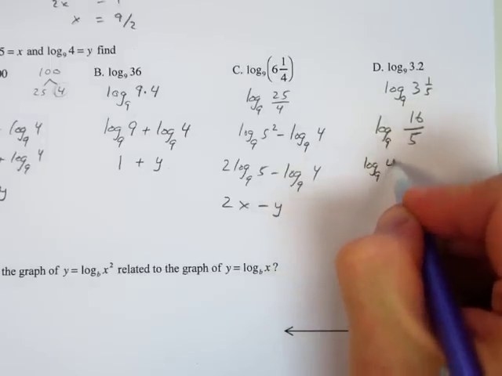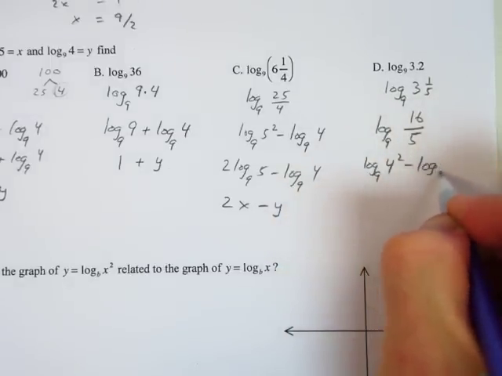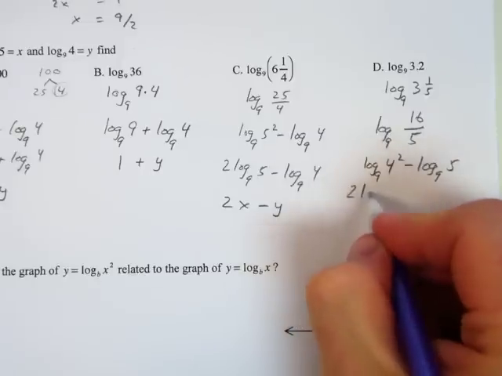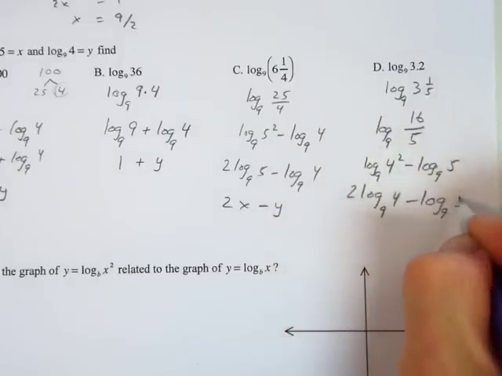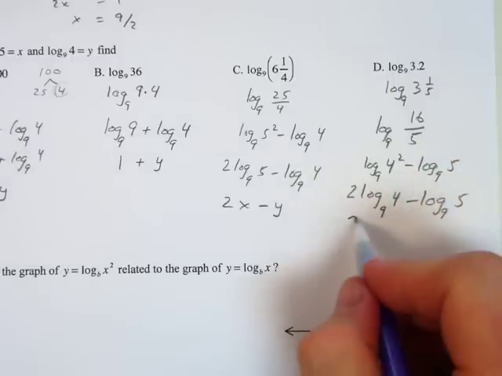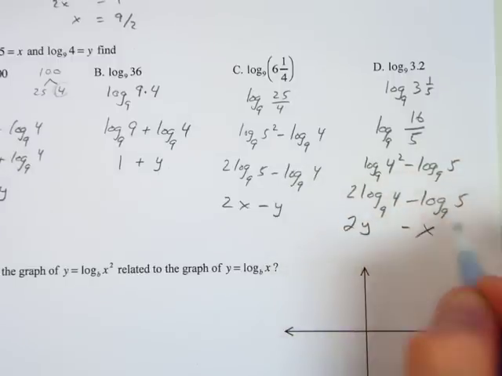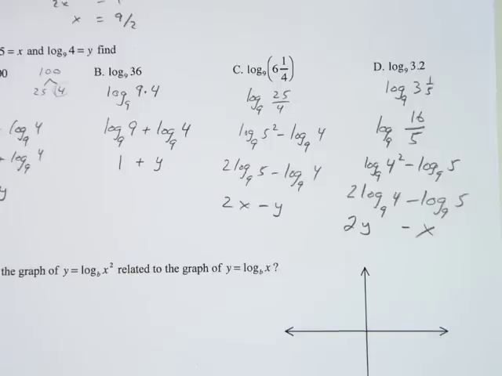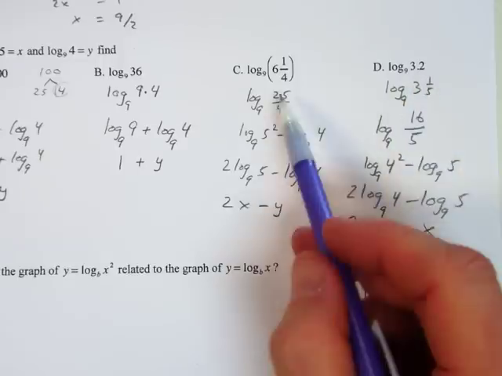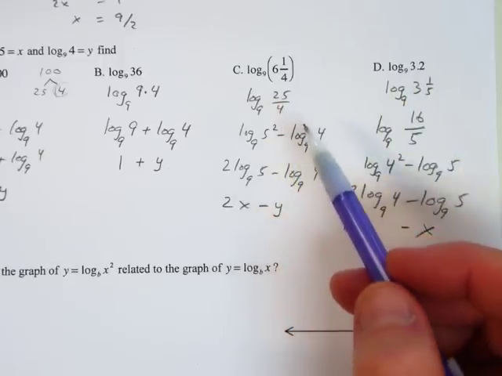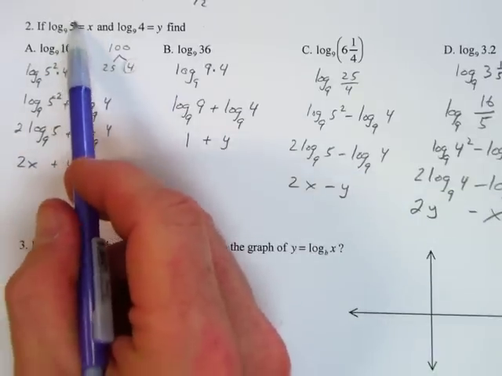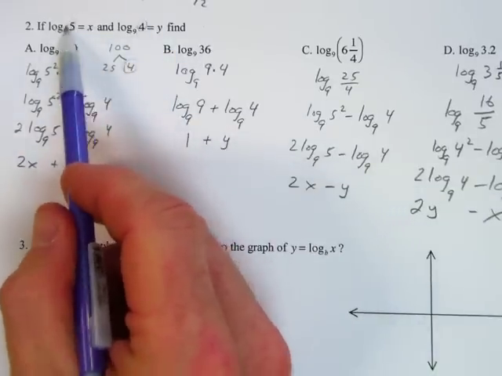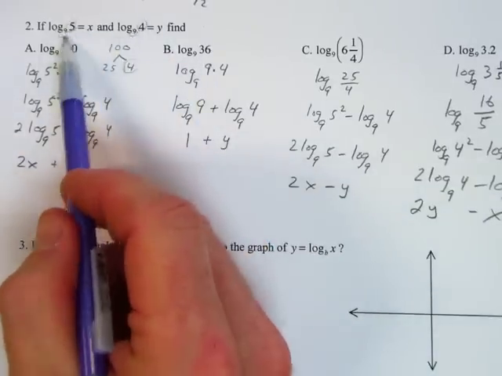So that'd be log base 9 of 4 squared minus log base 9 of 5. Bring that 2 out in front always. And now we can do our substitution. This time we have 2y minus x. And that's the basic. Sometimes what you get here may or may not be so easy to see. You just have to keep on trying to get whatever these three numbers are, the 5, the 4, or 9.